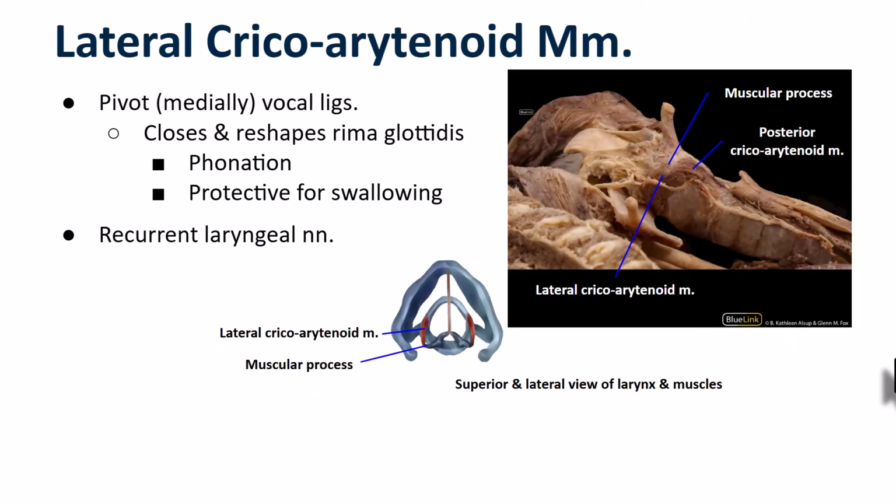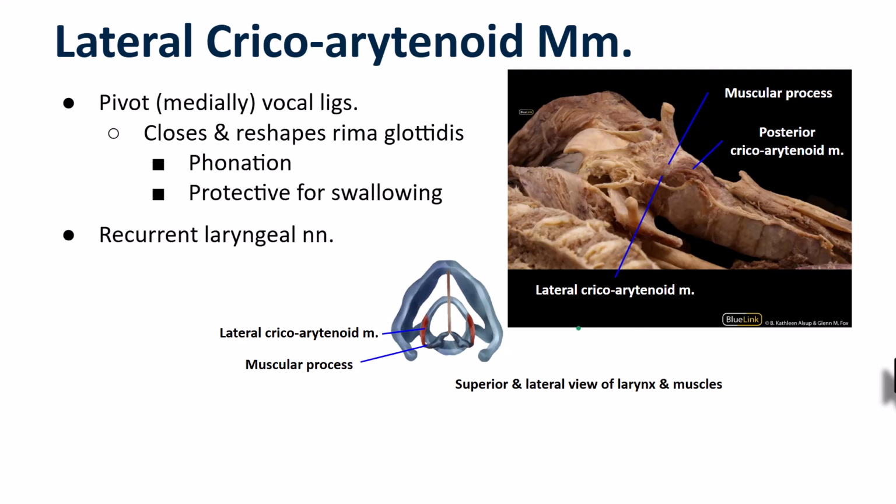So let's look at the lateral cricoarytenoid muscle. These are the muscles which are going to medially pivot the vocal processes and vocal ligaments, to adduct the ligaments to close the rima glottis, to put it in a position for phonation. This is also a protective position for swallowing too, so that if anything does enter into the larynx, it won't go any further along the respiratory tract.